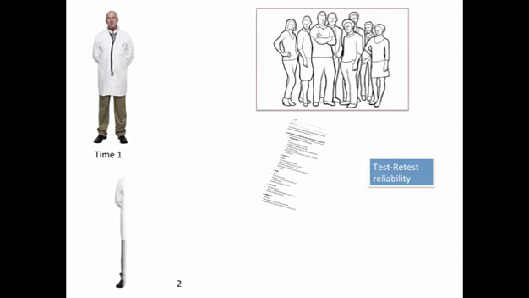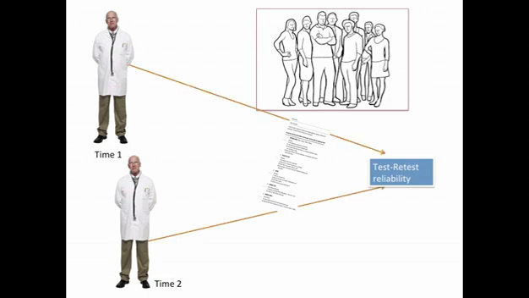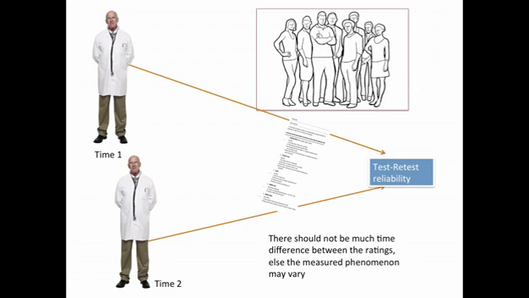If a single rater is applying the same scale to the same group of patients more than once, there must be good degree of correlation between the two ratings. This is termed as test-retest reliability. When measuring test-retest reliability, it's important that there should not be much time difference among the ratings, or else the measured phenomena may vary intrinsically, reducing the test-retest reliability.